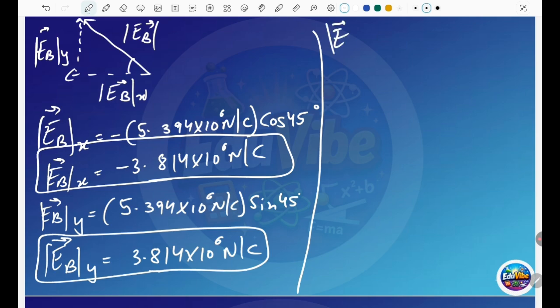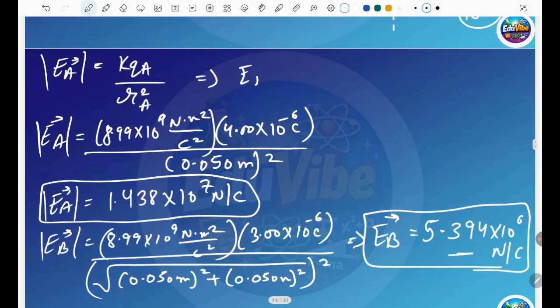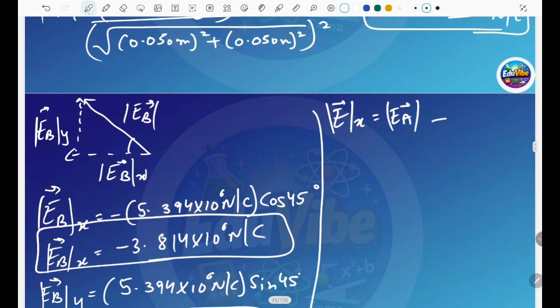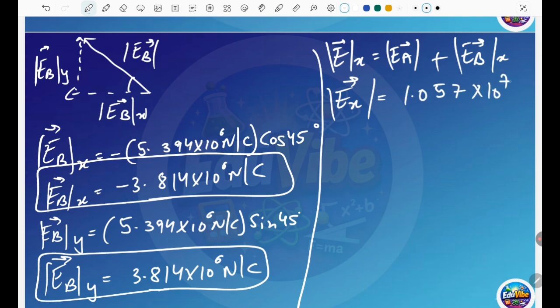For the X component, you get EA, because that EA remains your X component. This is your X component, so EAX, you get this value directly, plus you have to take this EBX. When you do this, make sure you put the signs in, because the sign matters over there. So 1.057 into 10 raised to power 7 Newton per coulomb you get, and the plus minus goes to minus.